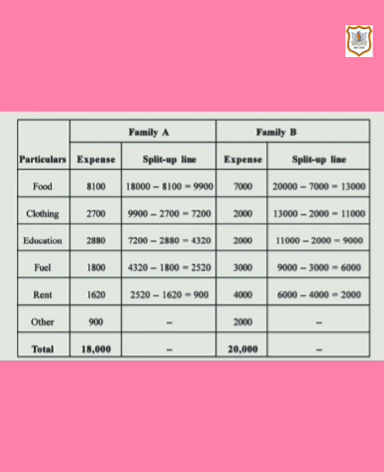In the same way, family B's split up line will be taken out. Now let's have a look at the simple divided bar diagram. For family A, you have to keep these numbers in mind: the split up numbers 9900, 7200, 4320, 2520, 900. All these numbers for family A we have to keep in mind while drawing the simple divided bar diagram.